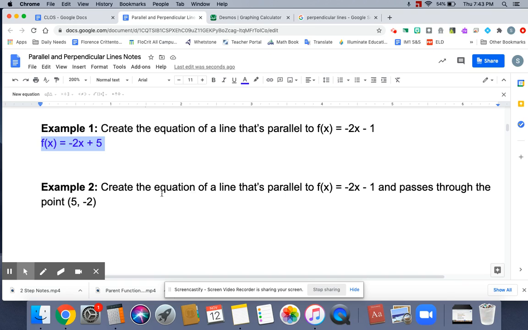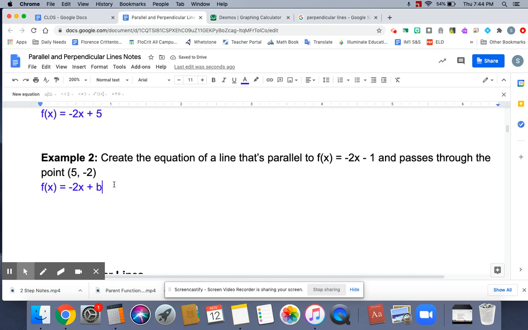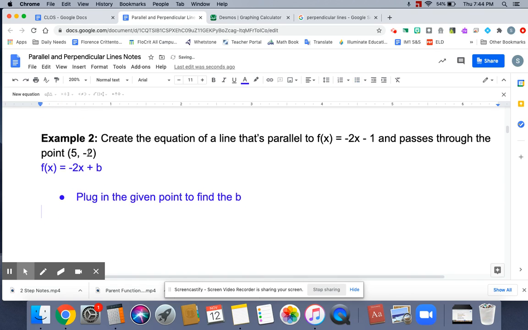So that's slightly different though if they do tell you that it needs to go through a certain point. So this is the exact same equation, and it wants a parallel line as well. But then it says passes through the point (5, -2). Well, when that happens, that means that you have to have a specific b. So to figure out what that b is, you plug in the point to find the b, just like in the other ones.